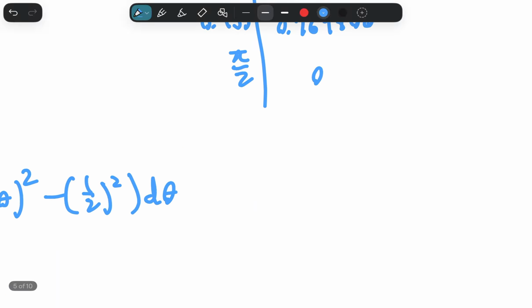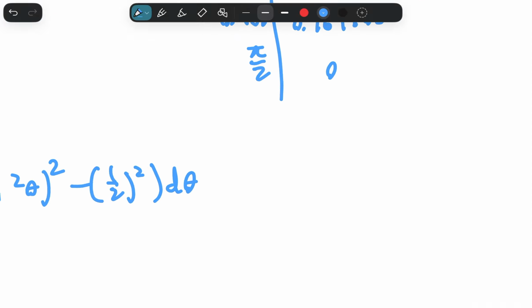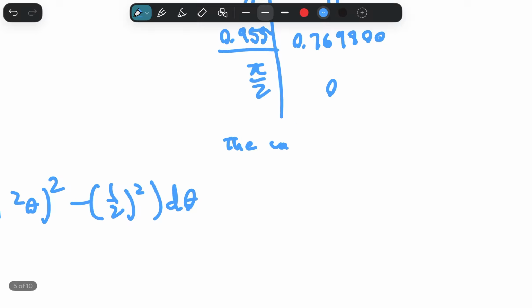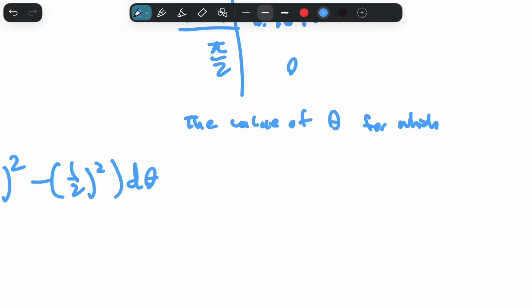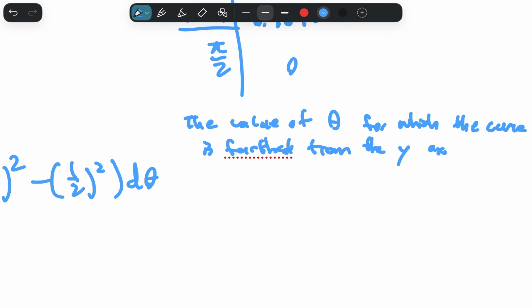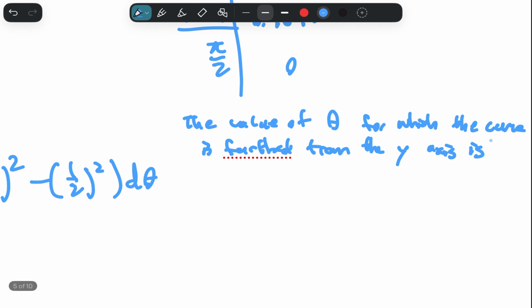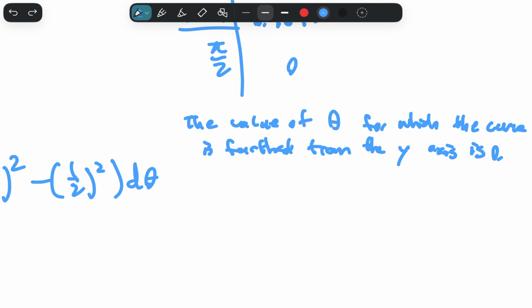So therefore, the furthest point occurs at θ equals 0.955. So the value of θ for which the curve is furthest from the y-axis is 0.955. It's a little hard to see there.